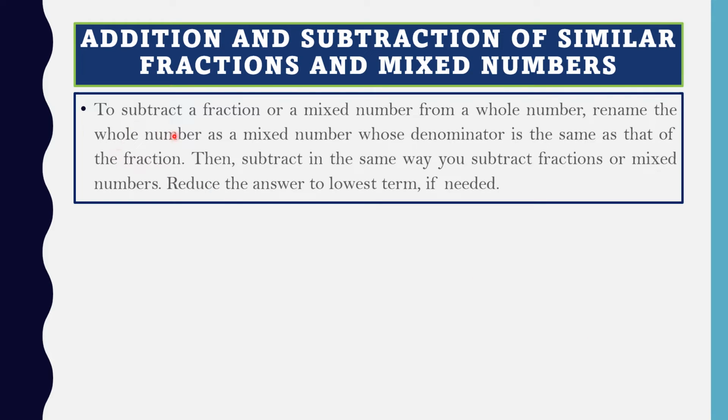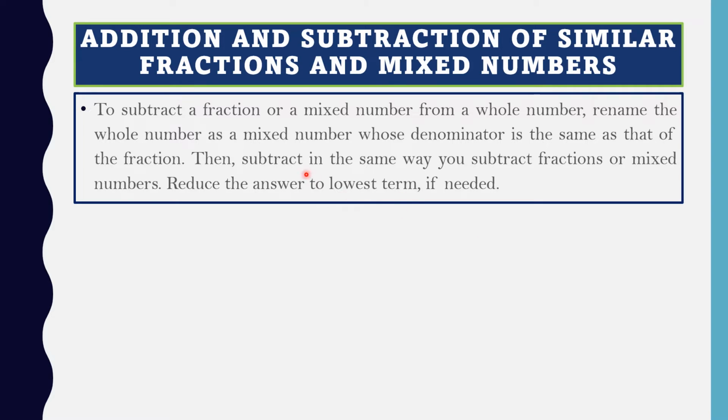Next, to add or to subtract a fraction or a mixed number from a whole number. This time we have a whole number as the minuend or the addend. Rename the whole number as a mixed number whose denominator is the same as that of the fraction. Then subtract in the same way you subtract fractions or mixed numbers. We reduce the answer to lowest term if needed.